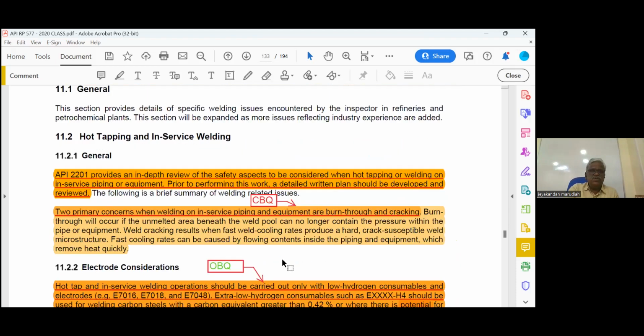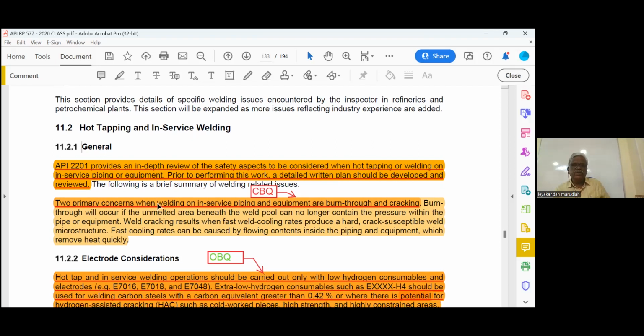Then page number 124, hot tapping and in-service welding. Highlight the first three lines. API 2201 provides in-depth review of safety aspects to be considered when hot tapping or welding on in-service piping equipment. Prior to performing this work, a detailed written plan should be developed and reviewed. This is closed book. Two primary concerns welding in-service piping are burn through and cracking. That is closed book.